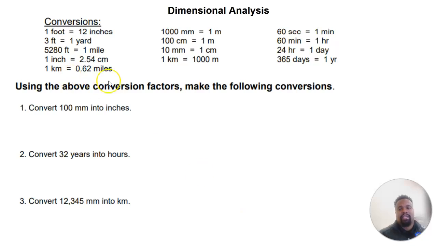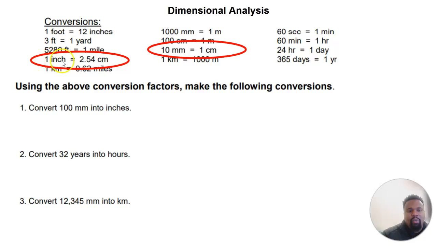All right. Let's take a look at these examples to help us using our conversion factors. So let's look at number 1. We want to convert 100 millimeters into inches. So we look at our conversions. The things that we need: we know that 1 inch equals 2.54 centimeters, and we know that 10 millimeters equals 1 centimeter. What we need to do is start from the unit we are at to get to the unit that we need. So we have to start from millimeters, go from millimeters to centimeters, and then move from centimeters to inches.